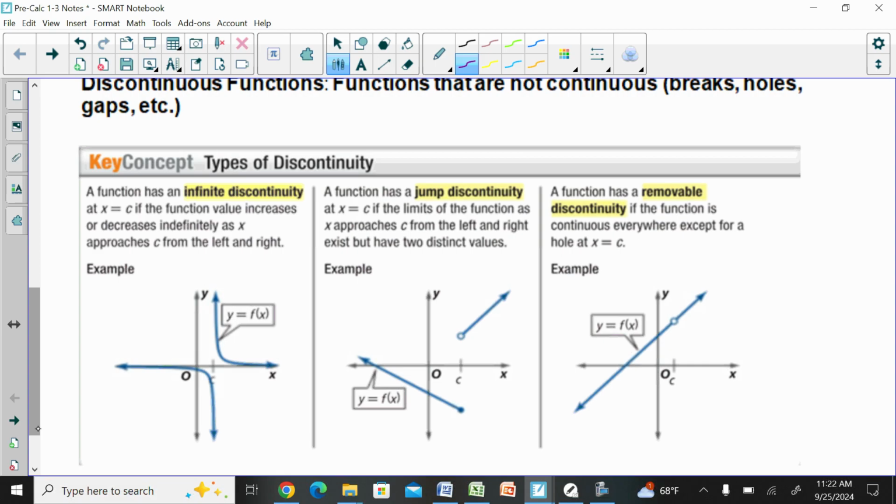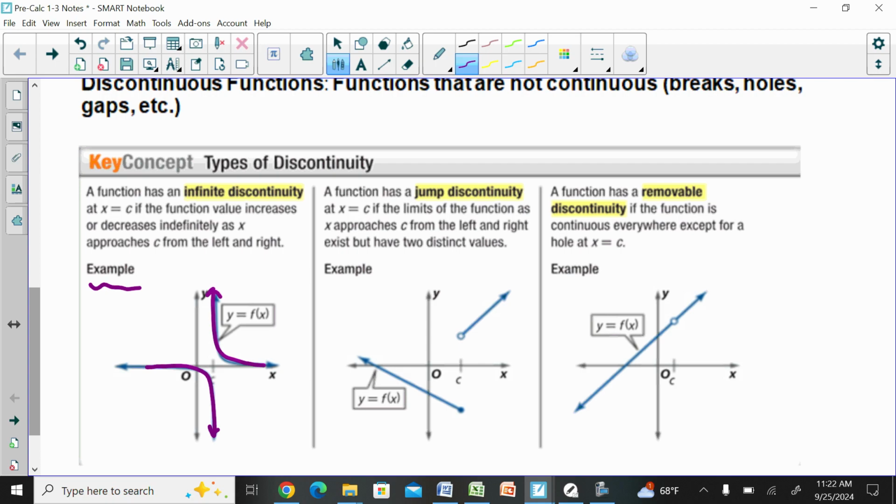So take a look at the example for infinite over here. X equals c is where they will never touch, right? So at x equals c, you'll see the function value increases or decreases indefinitely as x approaches c from the left and right. So you can see as we get closer to c, this function all of a sudden goes infinitely higher, and then from the other side we go infinitely lower, and they don't touch. That has what we call infinite discontinuity.